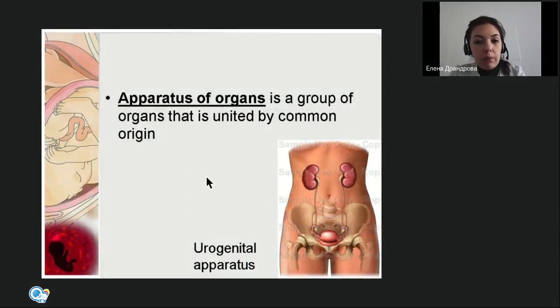Like, for example, at the beginning of the lecture, we said that organs of urinary and reproductive systems both originated from intermediate mesoderm. That's why they are united into a common urogenital apparatus. And there are some organs which will perform functions of both urinary and reproductive systems. So they are very close to each other because they have the same origin. In this semester, you will study locomotor apparatus.